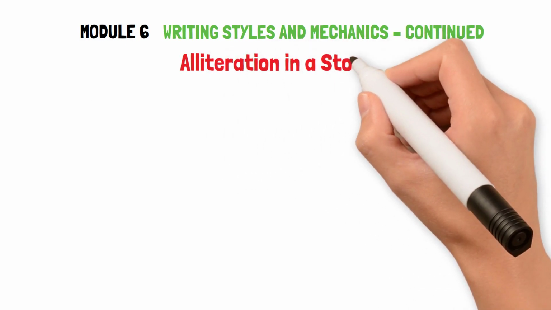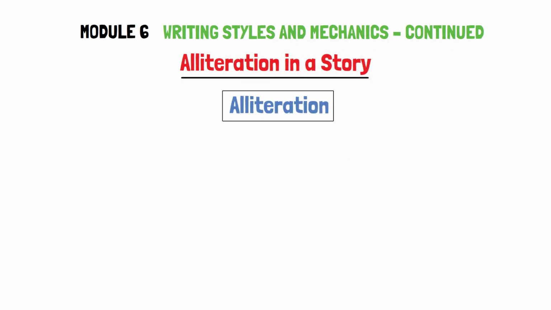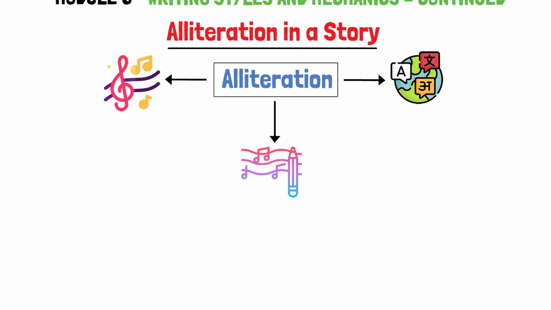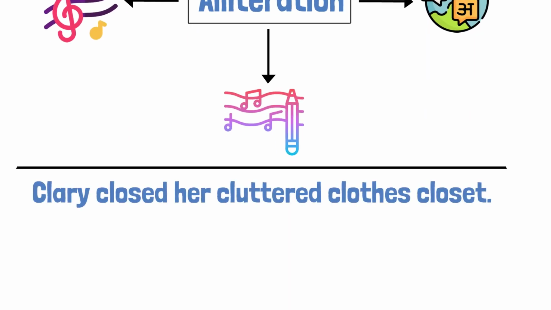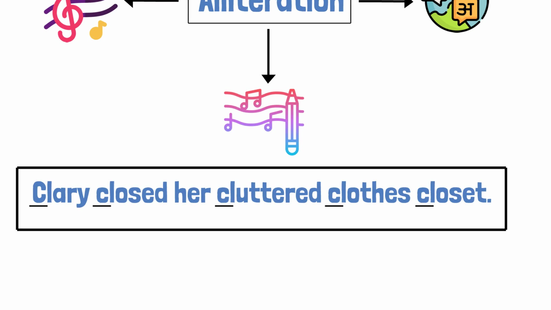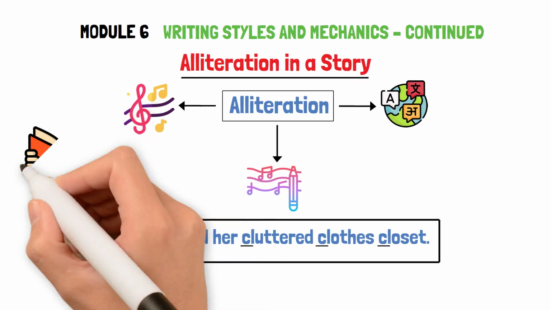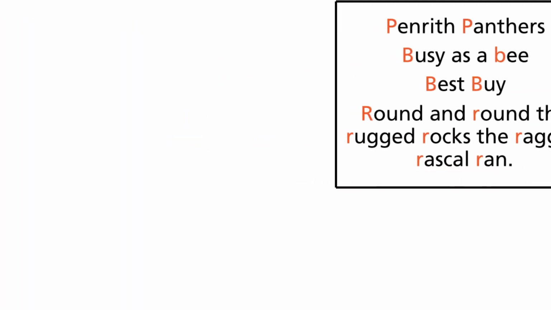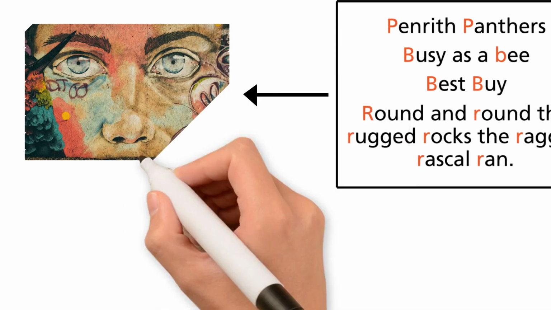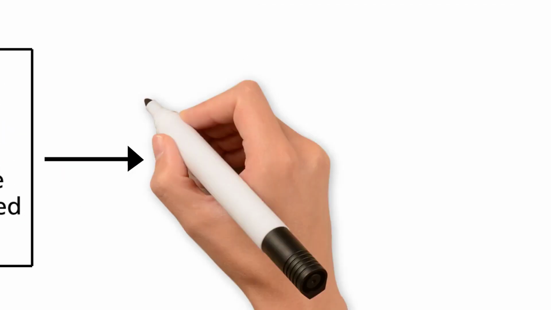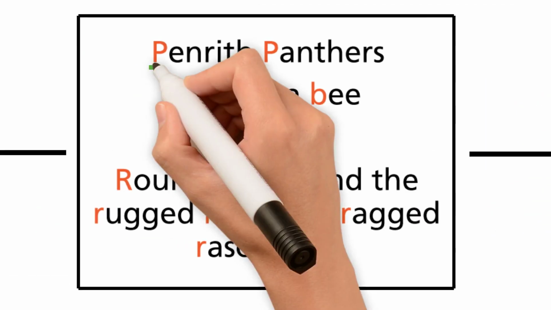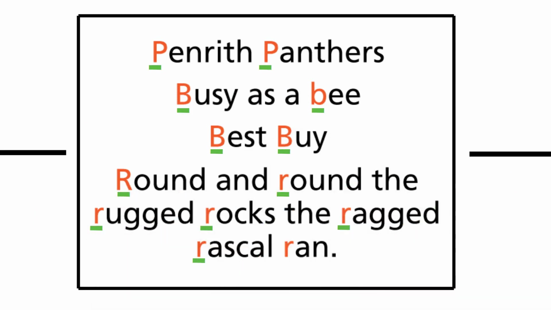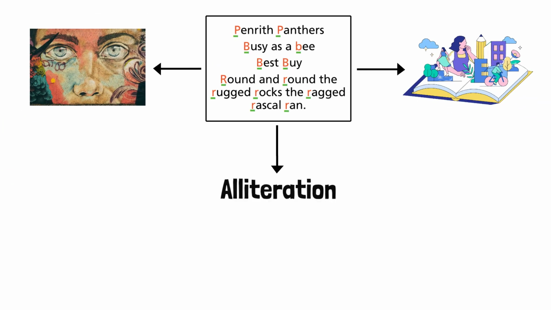Alliteration in a story. Alliteration, a captivating literary device, adds rhythm, musicality, and emphasis to language. It involves the repetition of initial consonant sounds nearby, creating a pattern that resonates with readers and enriches the narrative experience. Used purposefully, alliteration enhances not only the aesthetic quality of writing but also the impact of the story it tells. The repetition of initial consonant sounds in close-together words is known as alliteration.